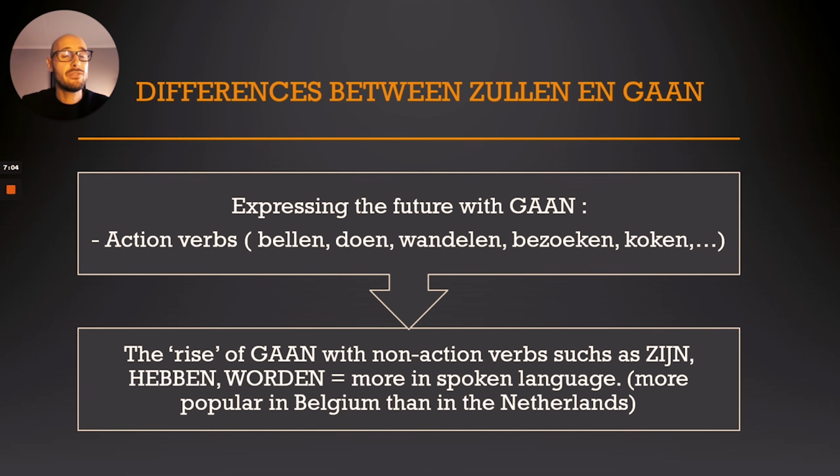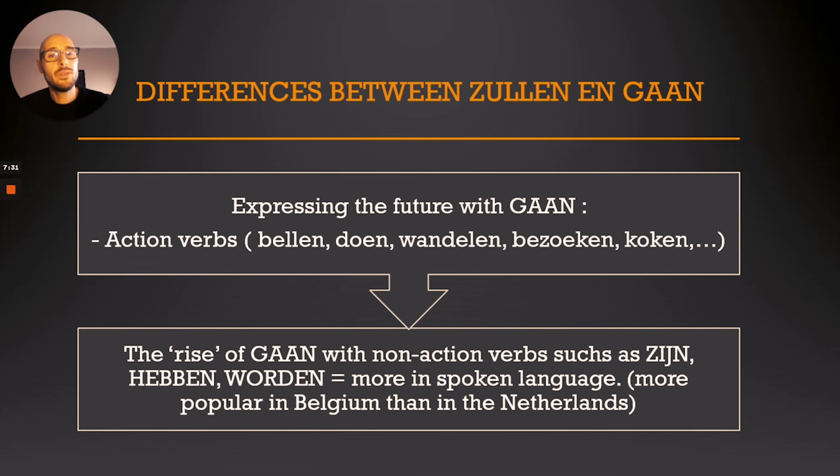Okay? However, you will hear, especially in spoken language, that a lot of people sometimes use gaan as an auxiliary verb to express the future. And this is more popular in Belgium than it is in the Netherlands. In Belgium, we use gaan for everything. So I think it's worth your while to find out the differences between both. Okay, so as we know, zullen is our go-to auxiliary verb, okay?